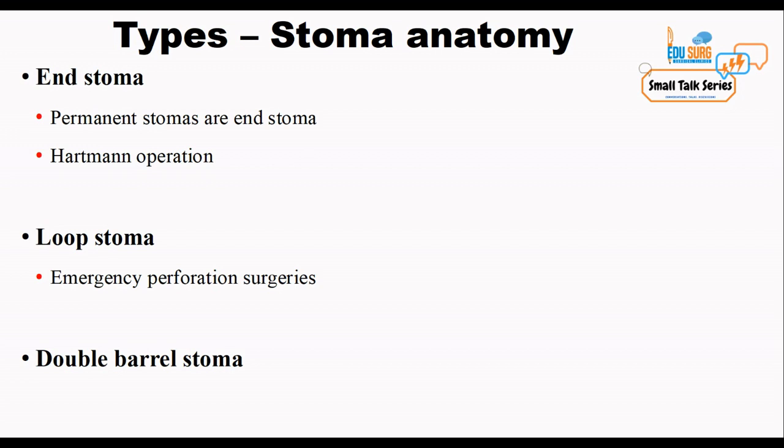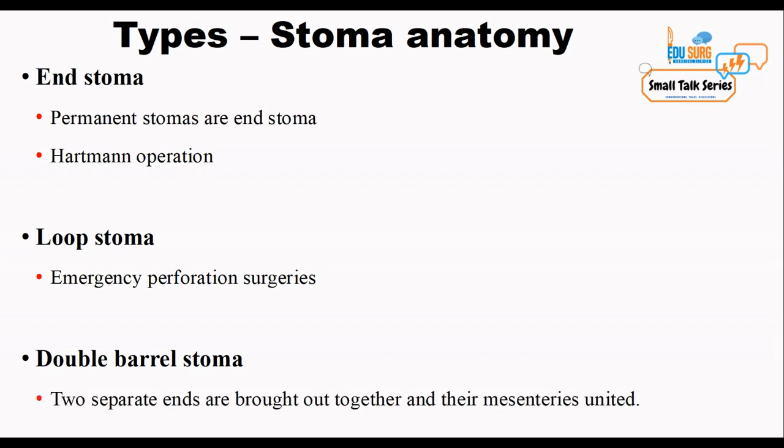The benefit of loop temporary stomas is that you can close the stomas very easily without the need of a complete laparotomy. The third stoma anatomy is a double barrel stoma, where the two intestinal ends are separate after resection, but you bring both of them out together so as to avoid a laparotomy during stoma closure. So that is why these types of stomas are done.